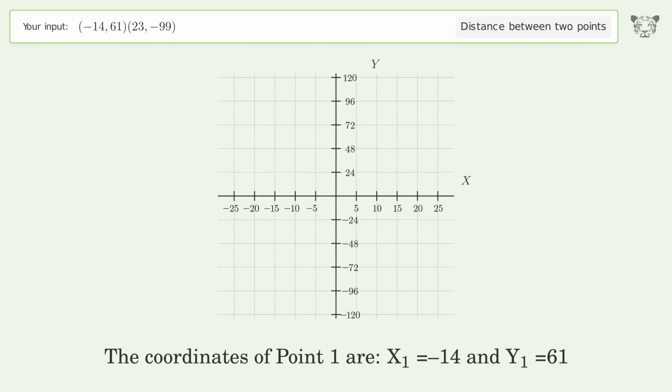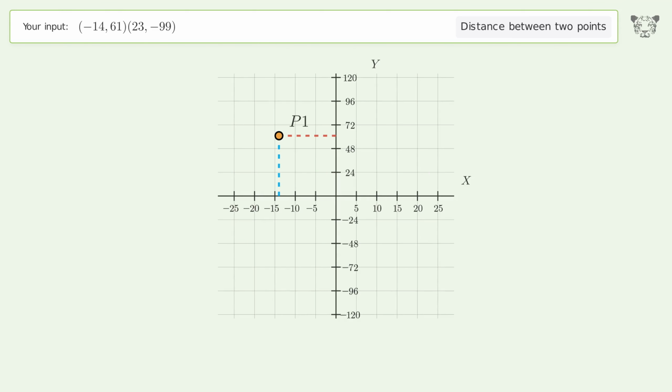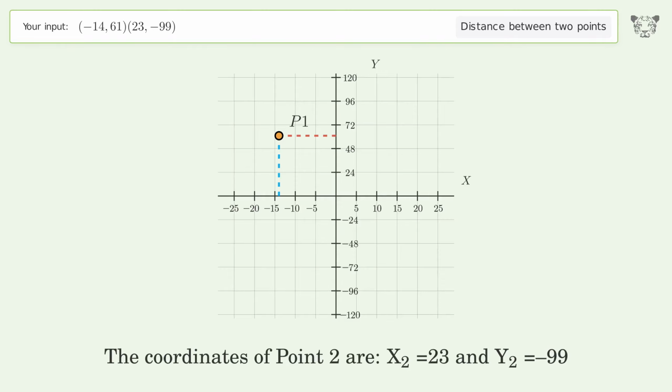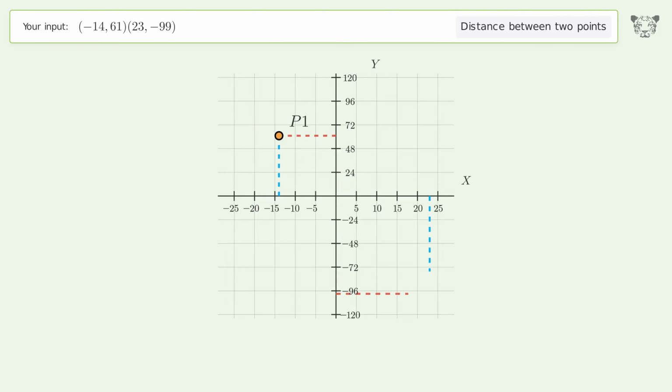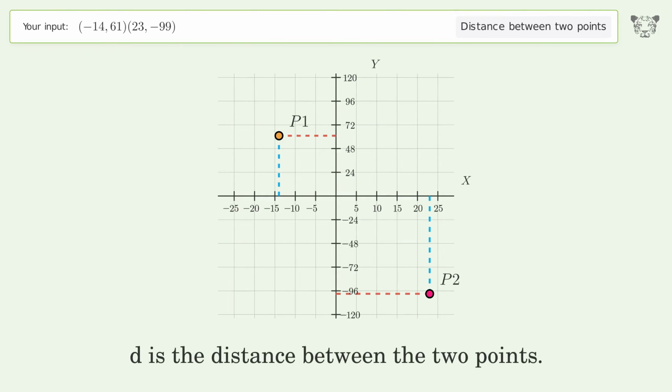The coordinates of point 1 are x1 equals -14 and y1 equals 61. The coordinates of point 2 are x2 equals 23 and y2 equals -99. D is the distance between the 2 points.